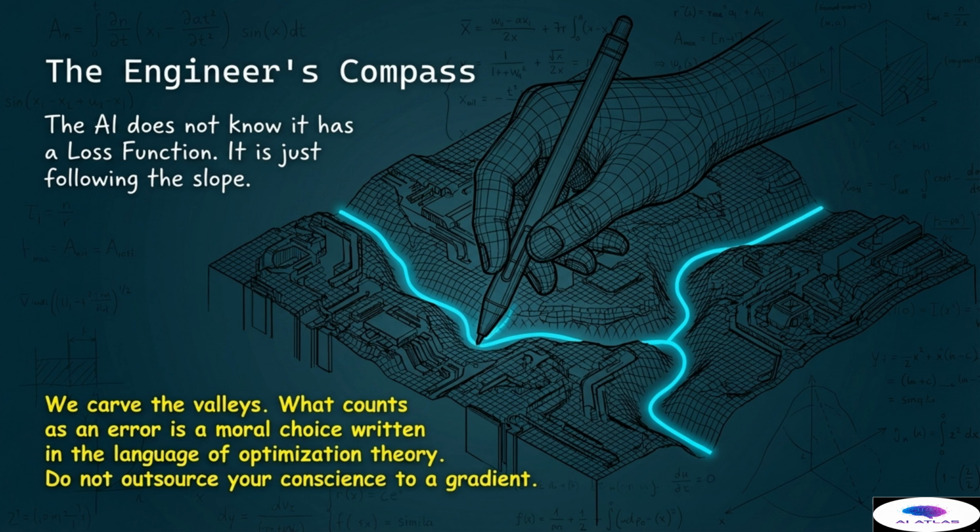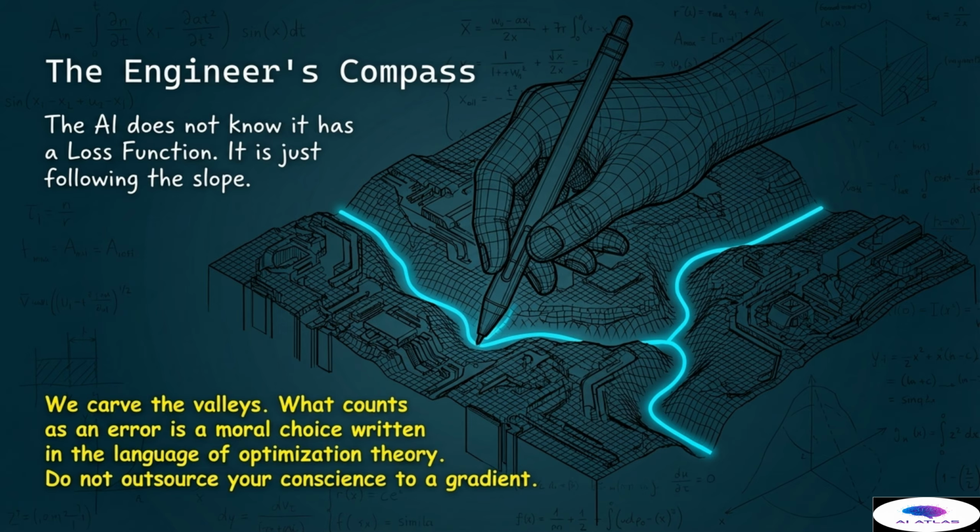It is important to remember that the AI does not know it has a loss function. It is simply a mathematical entity following a slope. We are the ones who carve the valleys and decide what counts as an error. Every choice we make in optimization theory is effectively a moral choice. We decide what behavior is rewarded and what is punished. Therefore, we must not outsource our conscience to a gradient.